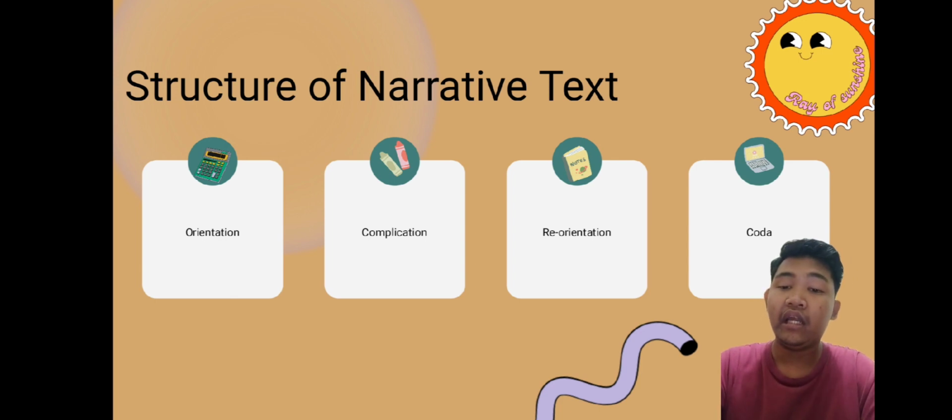Number 3, if there is a complication, of course we have to add a resolution. It is time to solve the problem. It is usually called an anticlimax. It means that the problem can be solved, with a bad or good ending. And the last is reorientation or coda. This one is about the moral of the story. It can be implicit or explicit. We can put this in the text or maybe not.